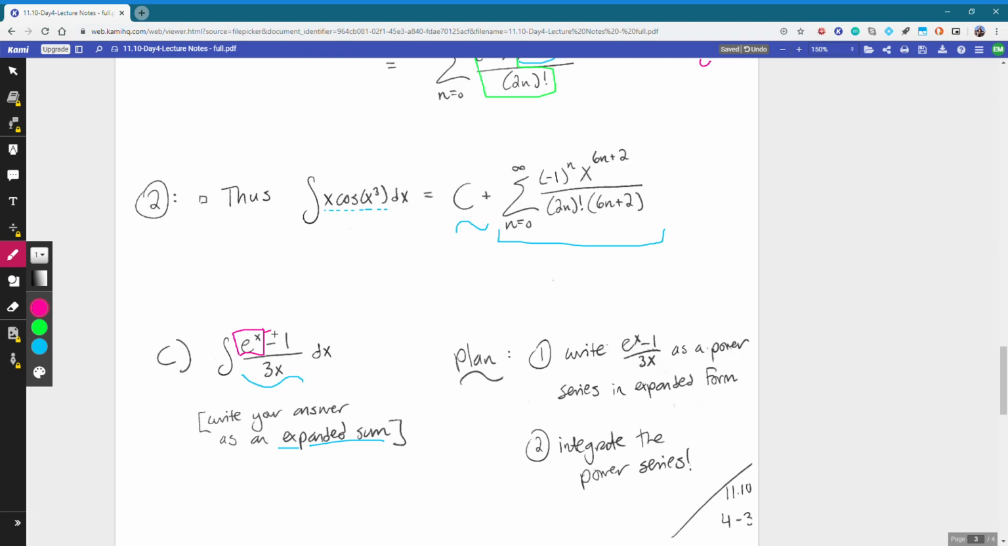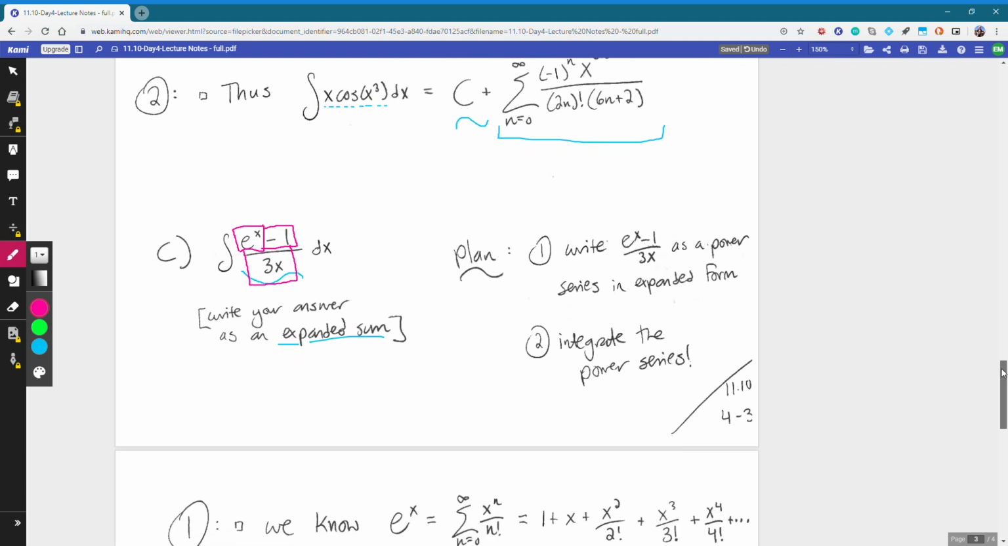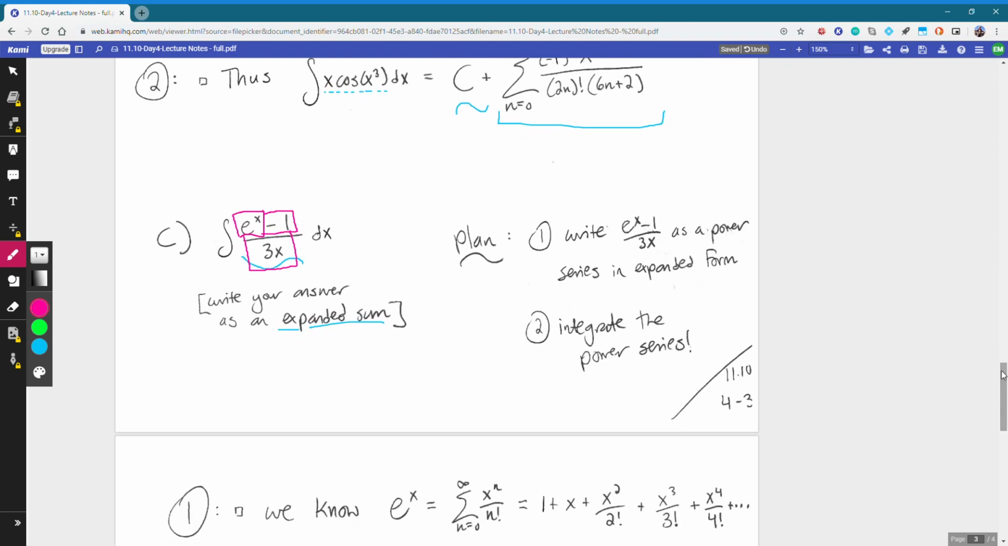Then incorporate the minus 1 into that. And then afterwards, we'll divide what we have by 3x. Kind of do 3 steps to get that power series. And what I mean by working with our formulas in their expanded form is like this, right? Again, our formula for e to the x is right here, in the standard form with summation notation.